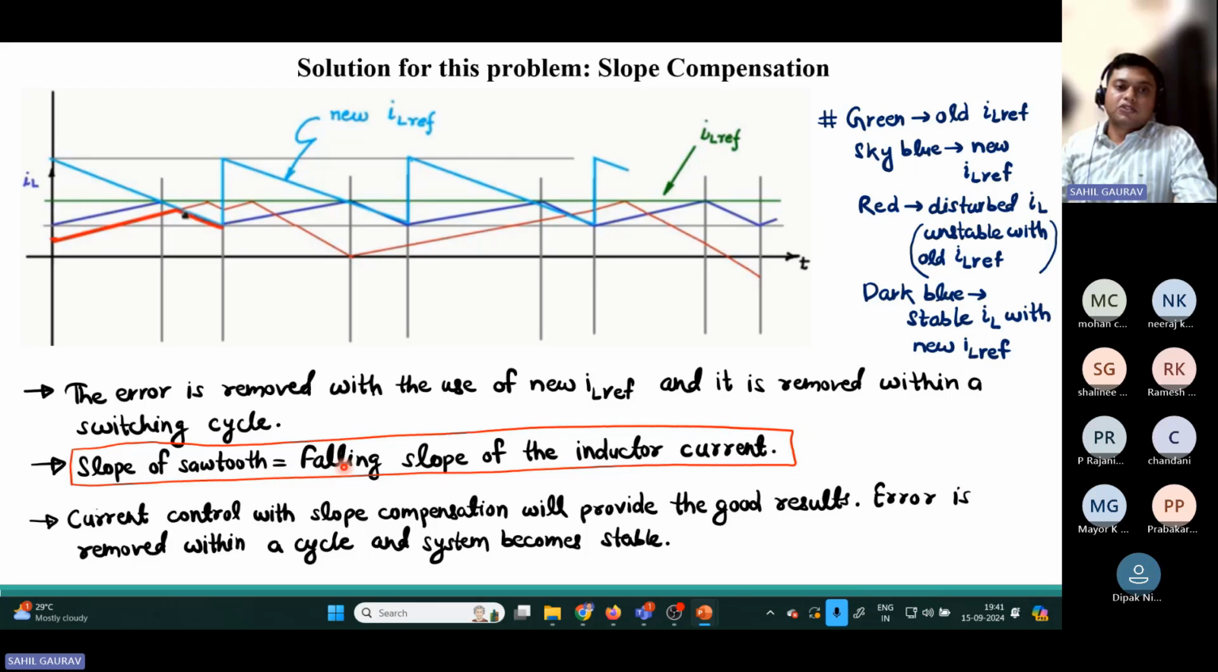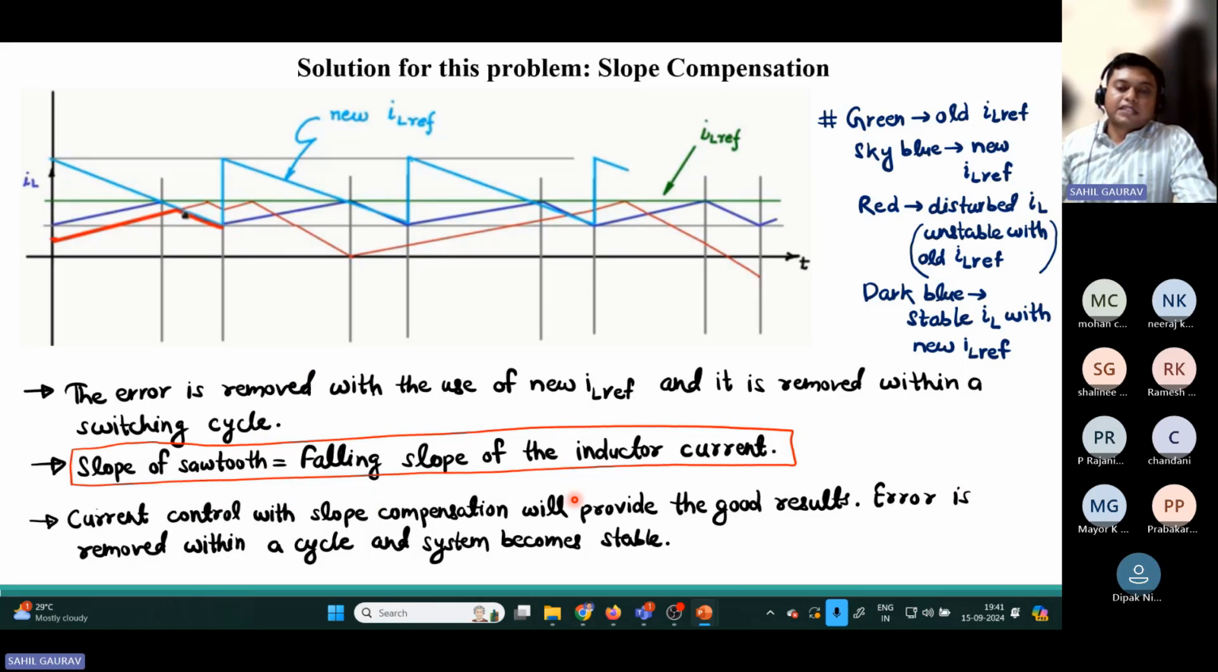The slope of the sawtooth is equal to the falling slope of the current, and this inductor current expression we easily know during turn on and turn off conditions. During the turn off condition, from the value we get for the inductor current, we will find the falling slope of the inductor current.